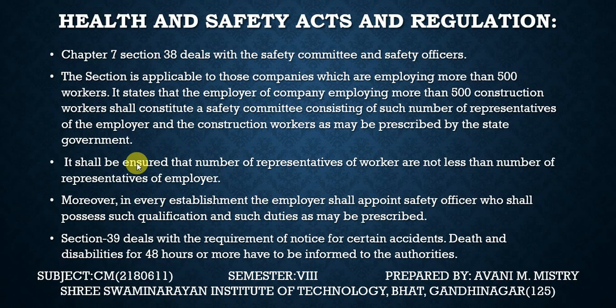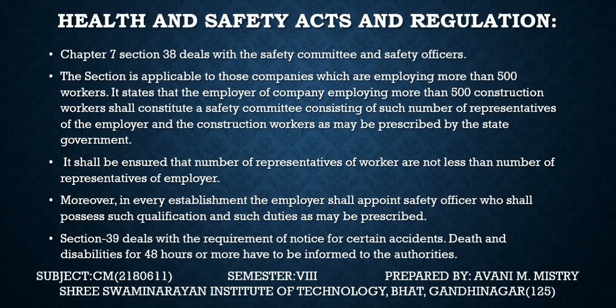It shall be ensured that the number of the representatives of the workers is not less than the number of the representatives of the employer. Moreover, in any establishment, the employer shall appoint a safety officer who shall possess such qualification and such duties as may be prescribed. Section 39 deals with the requirement of notice for certain accidents, deaths and disabilities of 48 hours or more, which have to be informed to the authorities.